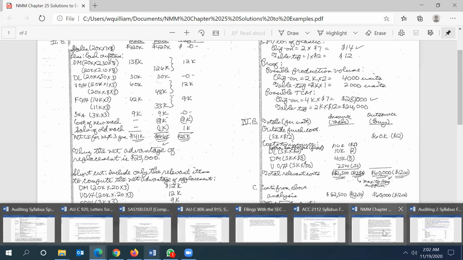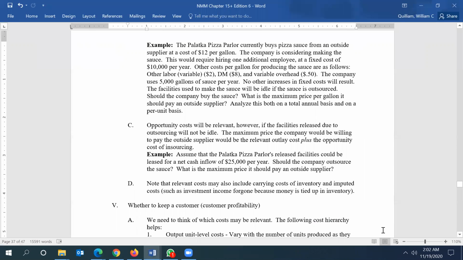Now, back here on the outline itself, I've got just under here in D, to note the relevant costs may also include any carrying costs of inventory, because we have to store it, so there are costs attached to that, and any imputed costs, such as investment income foregone because money is tied up in inventory. Inventory does take up money. We might be able to use it elsewhere. We won't consider those costs further, though, in this course.